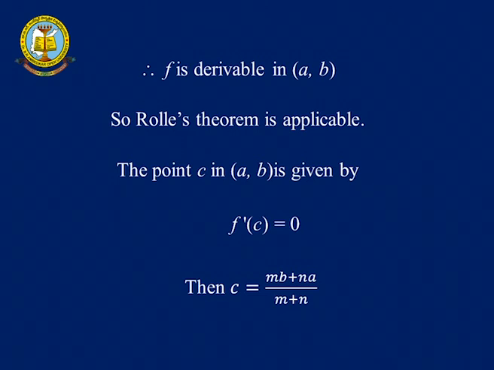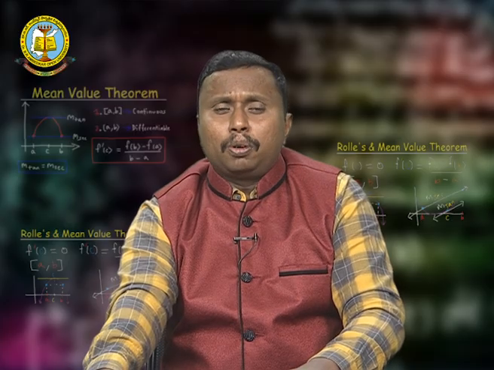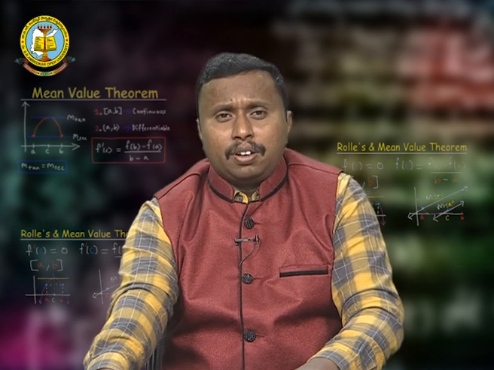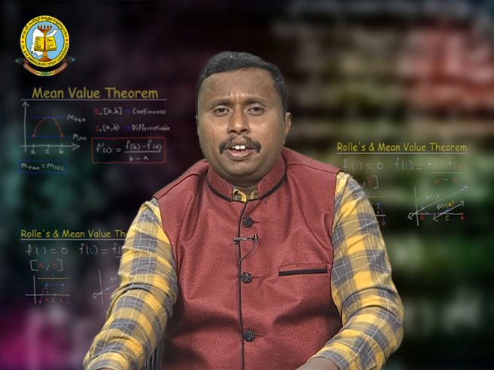See, here f is continuous and f is derivable, and f of a equal to f of b. So, as per Rolle's theorem it is applicable. So, what is Rolle's theorem? There exists one point c in a comma b such that f dash of c equal to 0. So, when f dash of c equal to 0, then we get the c value as mb plus na by m plus n. So, in every problem first we have to prove that f is continuous and f is derivable and f of a equal to f of b, then Rolle's theorem is applicable.